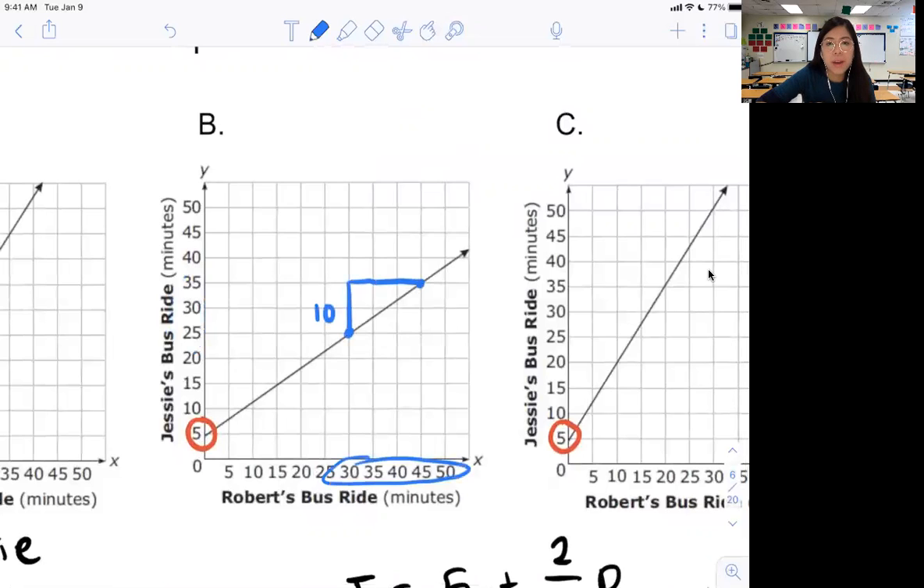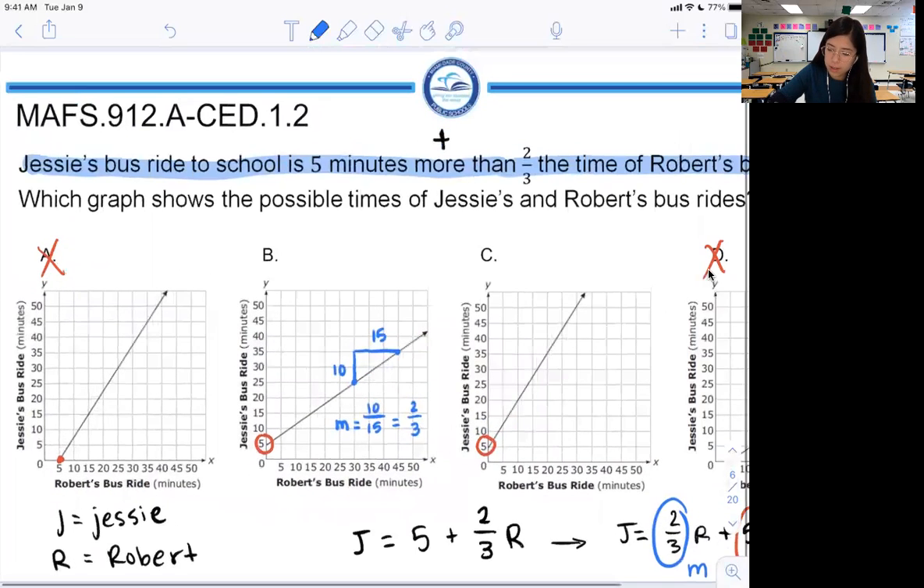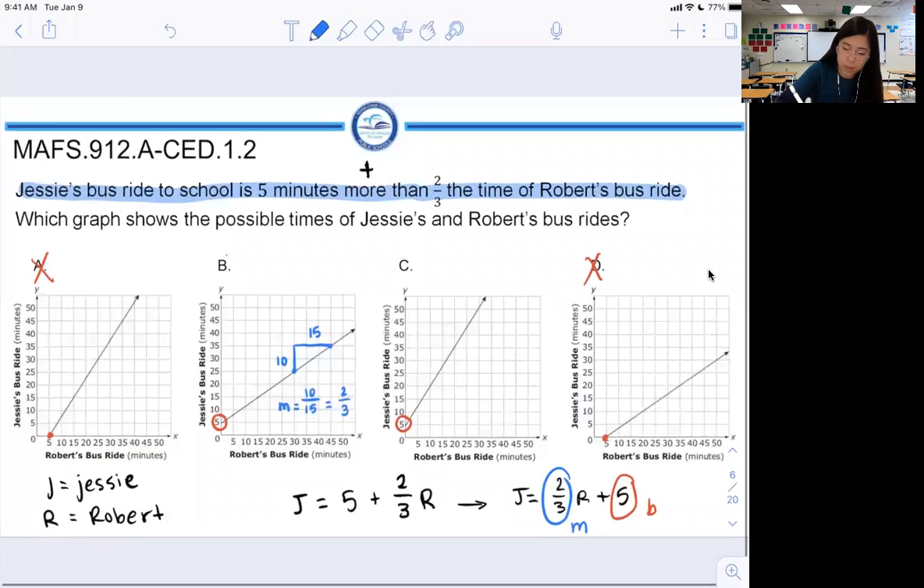This is also going by 5s. So my run is 5, 10, 15. So m equals 10 over 15, which I can simplify. If I divide both top and bottom by 5, I get 2/3, which is exactly what we wanted. So B is my answer.